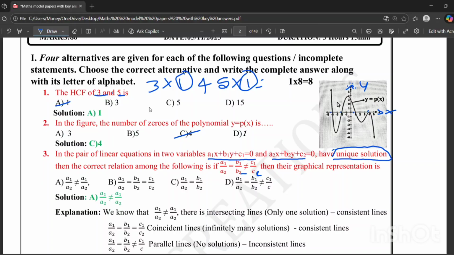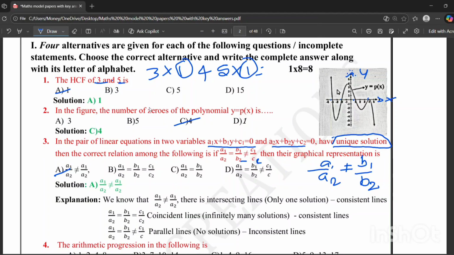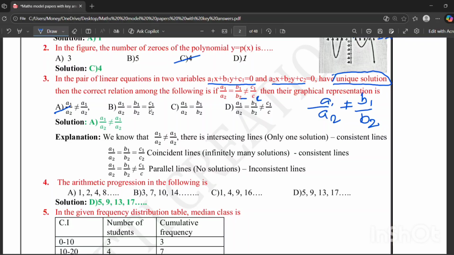Then their graphical representation. If we have a unique solution, it is obviously a1 by a2 is not equal to b1 by b2. Where is this relation? Option 1. This is the correct answer. If you want an explanation, here is the explanation. We have a1 by a2 is not equal to b1 by b2. So our option is this one.